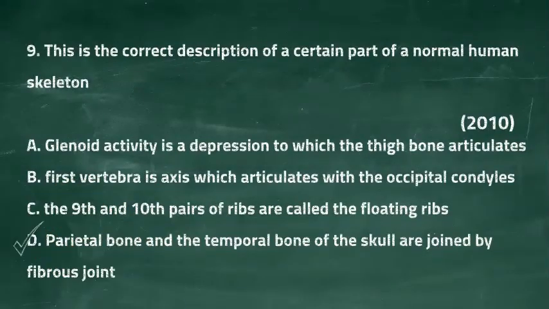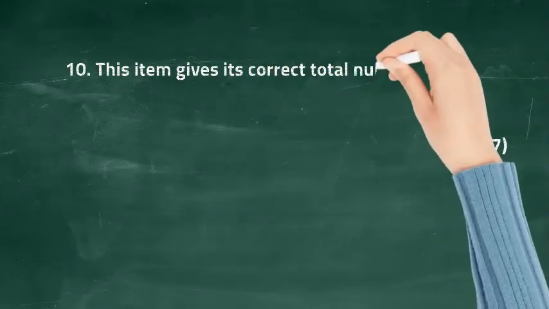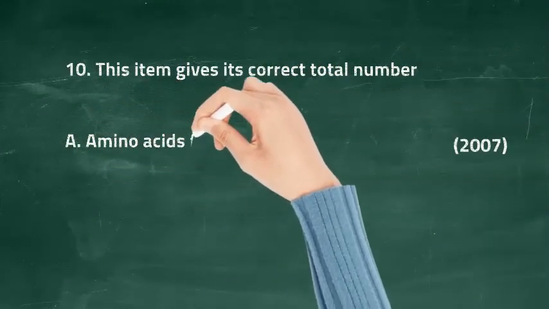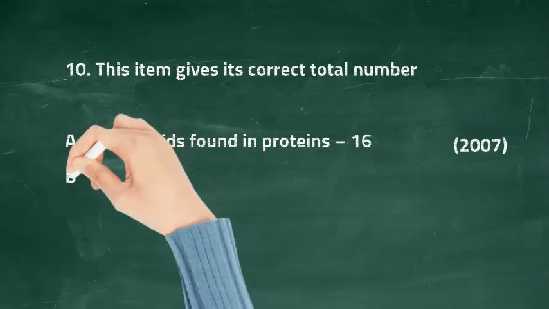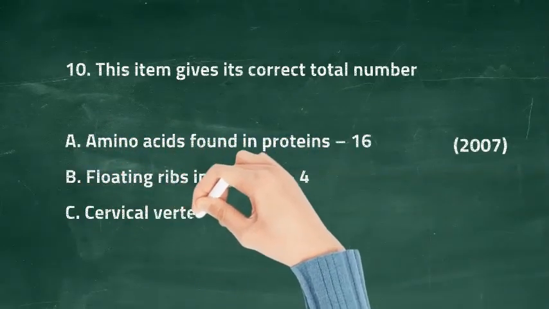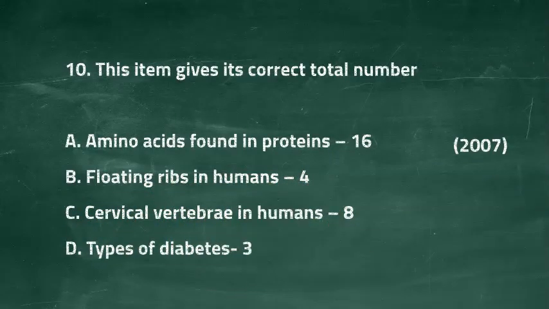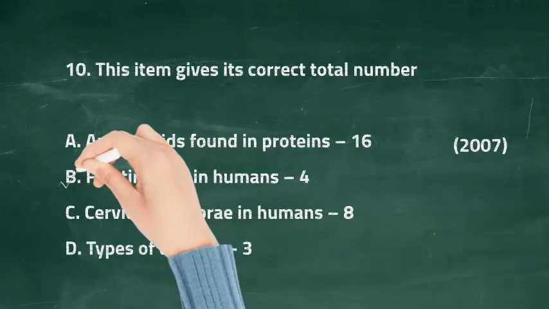The last question for this lecture is: which item gives its correct total number? Amino acids found in proteins are 16, floating ribs in humans are 4, cervical vertebrae in humans are 8, and types of diabetes are 3. So the right answer for this question is option B, floating ribs in humans are 4.